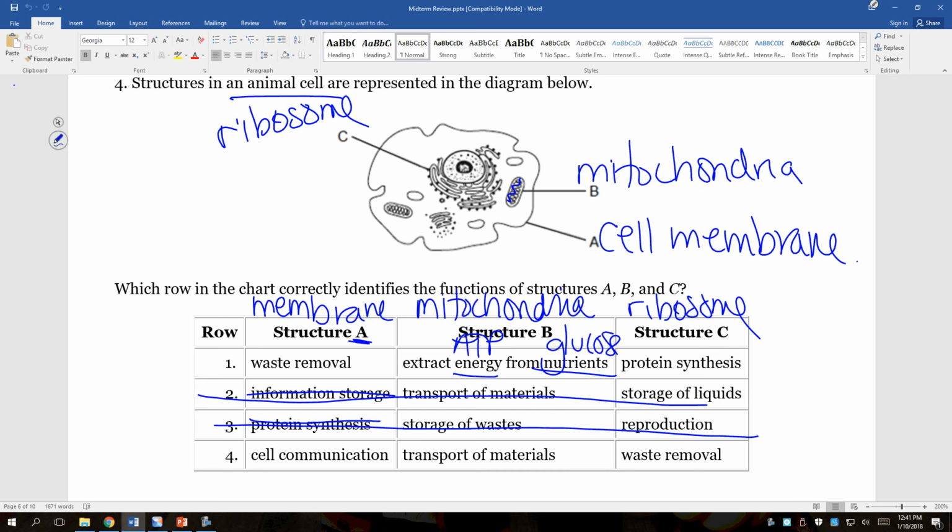Let's look at the last one. Structure C says ribosome. Remember ribosome, whenever I see that, I circle that rib in order to prompt me, hey, we're talking about proteins here. So if I'm looking at the two answers, number 1 says protein synthesis. That sounds good. Number 4 says waste removal. And the ribosome is not getting rid of waste. So the best answer choice there is going to be number 1.